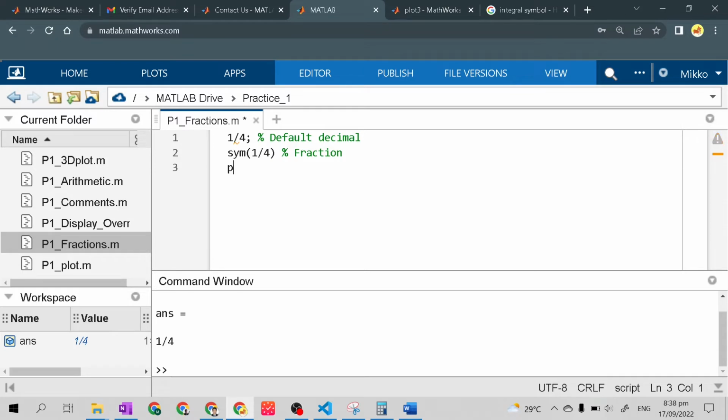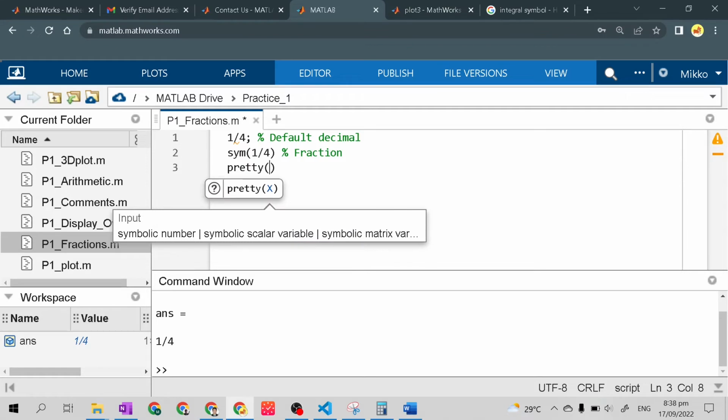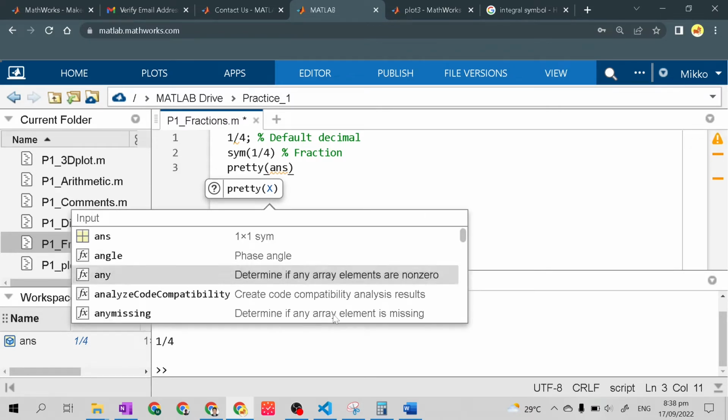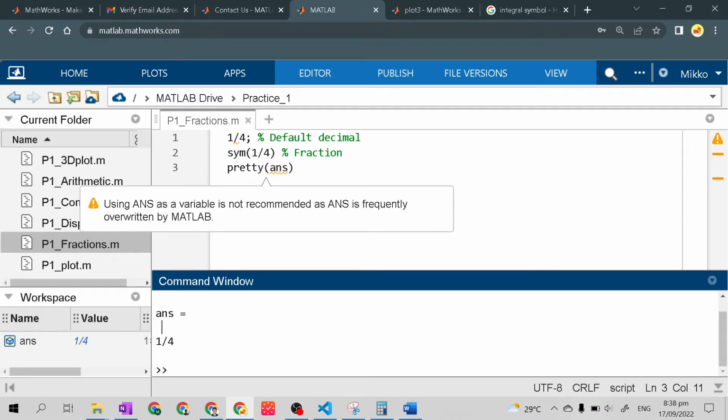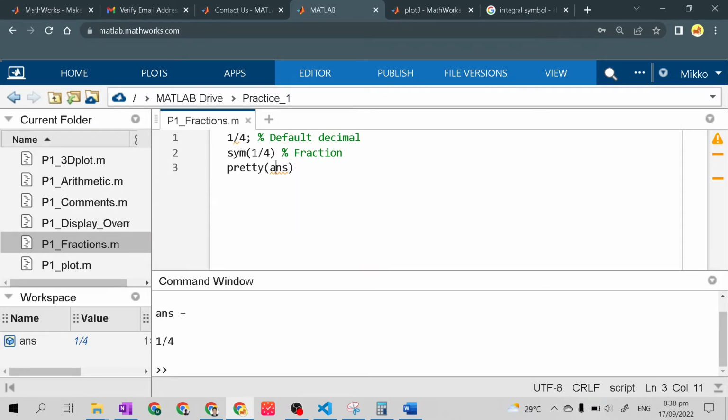By using the pretty syntax. What we will do is put the variable ans, because ans is the default variable for anything we run in the command window. So we just put the variable ans here, to prettify the fraction.